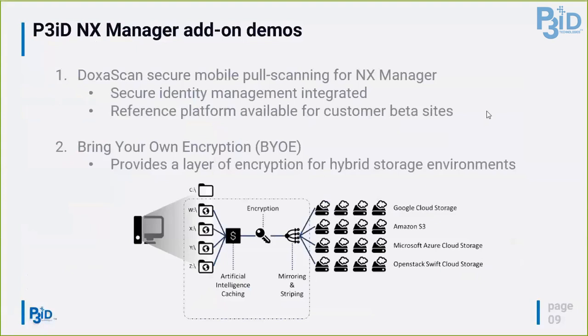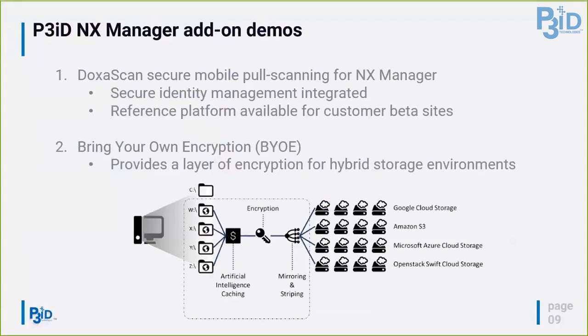Here's a little graphic of what I just showed with this bring your own encryption. So it provides a layer of encryption for hybrid storage. And then you can see I have Google represented, Amazon S3, Azure, OpenStack, and that's the idea. It encrypts at the point that it hits this folder. So the second that you scan with NX Manager, it's an encrypted file. So it never lives unencrypted. So that was our demo.